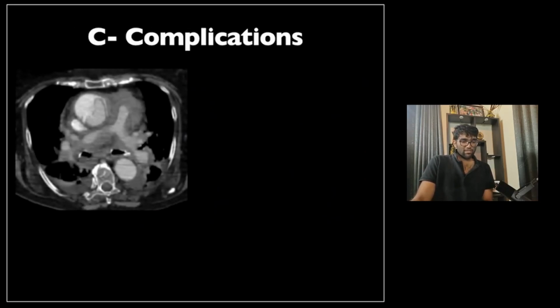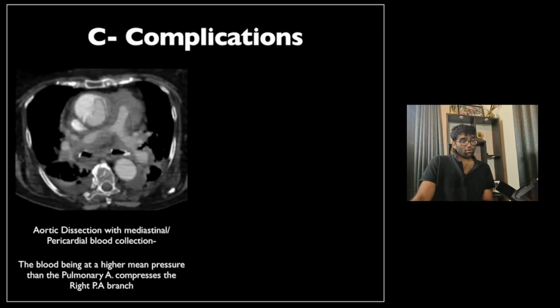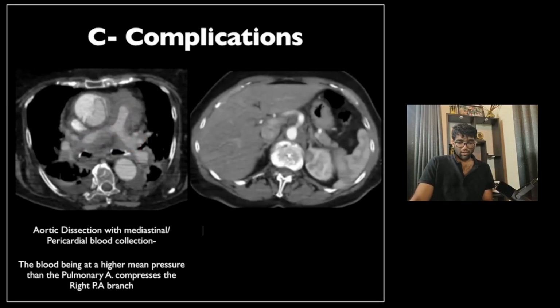And in terms of complications, there are a few complications that can be picked up on imaging. So we have aortic dissection here with a mediastinal or pericardial blood collection, as you can see. The blood being at a higher mean pressure than the pulmonary artery is starting to compress the pulmonary artery. This is actually the pulmonary artery, and this is reducing flow to the lungs, resulting in a type of obstructive shock.